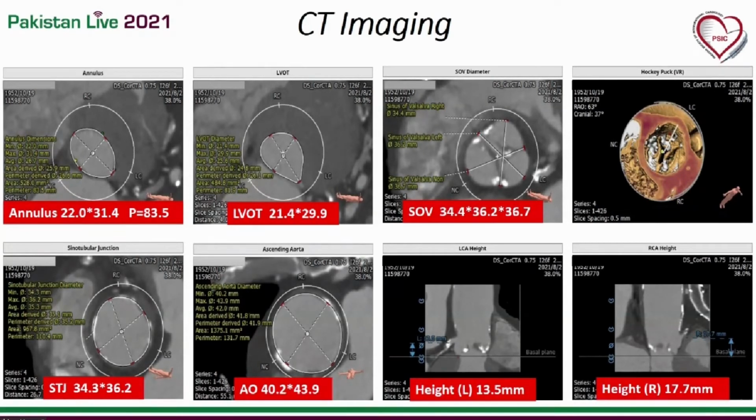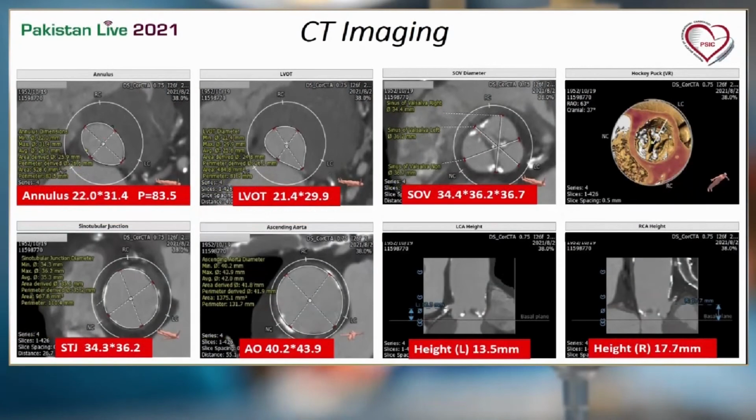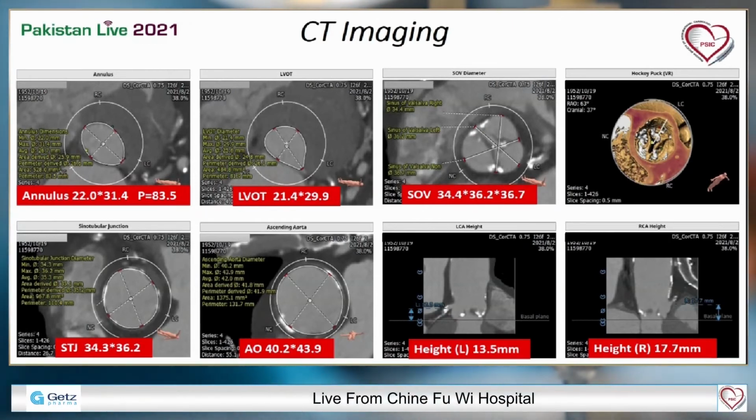And let's see the CT imaging for the aortic root. The annulus is about 22 by 31 millimeters. The perimeter is 83.5. The LVOT is 21.4 by about 30 millimeters.